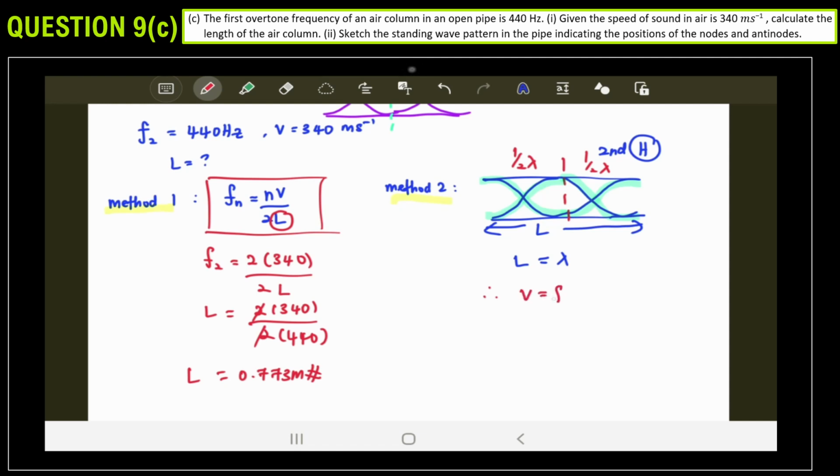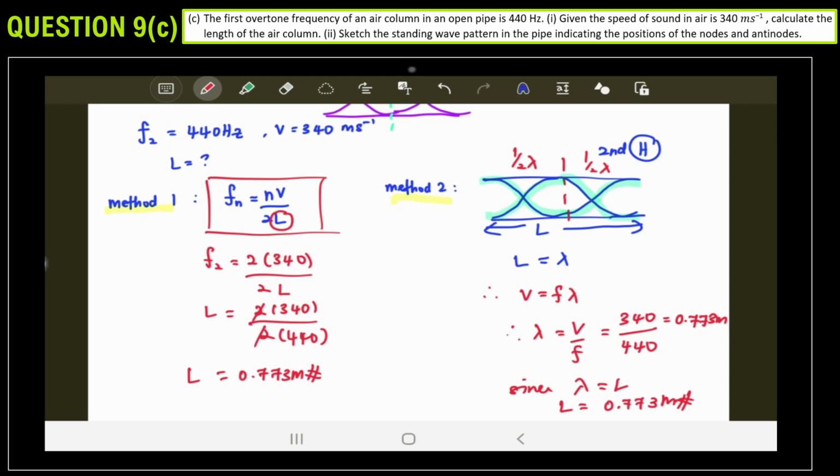So V is equal to F lambda. Therefore, lambda is equal to V over F, where V is equal to 340. And for the frequency, because we are talking about the second harmonics, the frequency here should be for the second harmonics, 440. Therefore, lambda is equal to 0.773 meter. And lastly, since lambda is equal to L, L is equal to 0.773 meter. So that finishes C1.